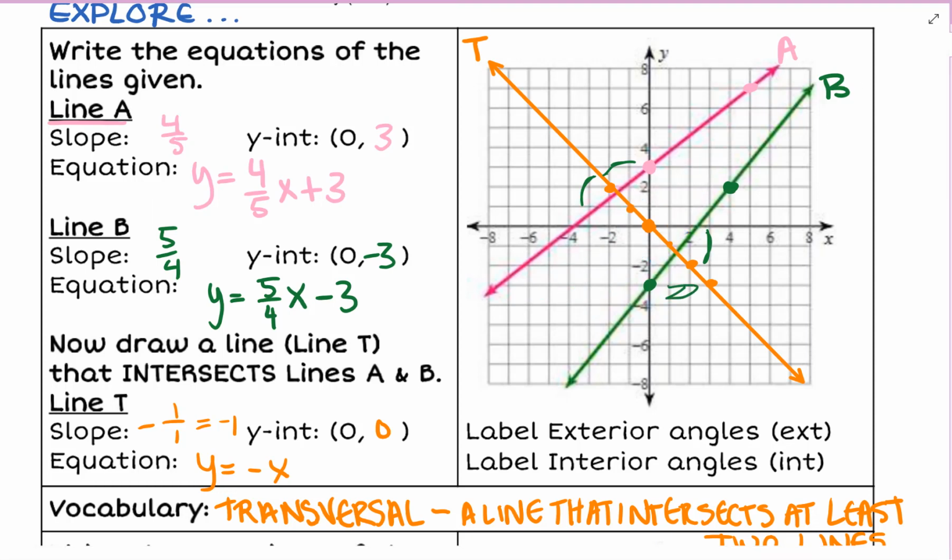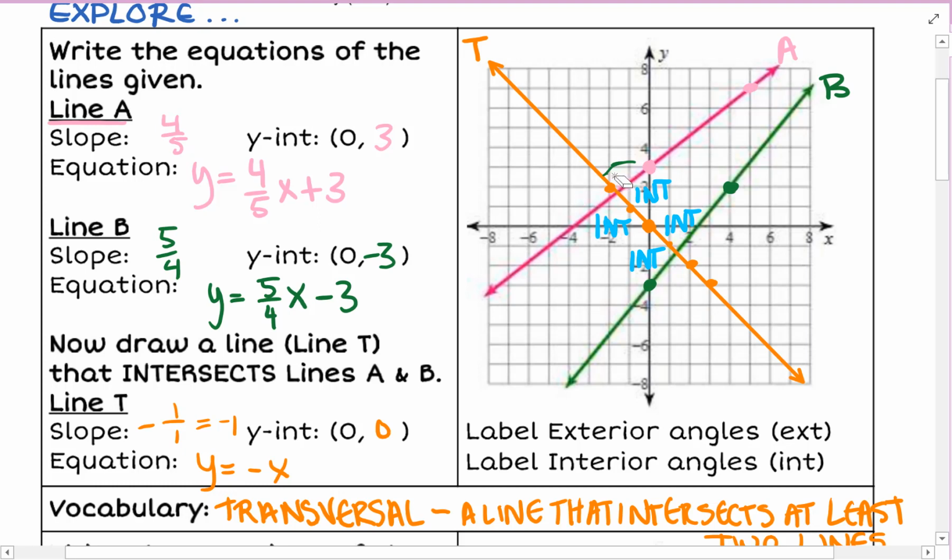So we're going to label this angle as INT, interior. This one is interior. This one is interior, and this one as well. And the ones on the riverbank are exterior angles, and we'll label those with EXT for exterior.